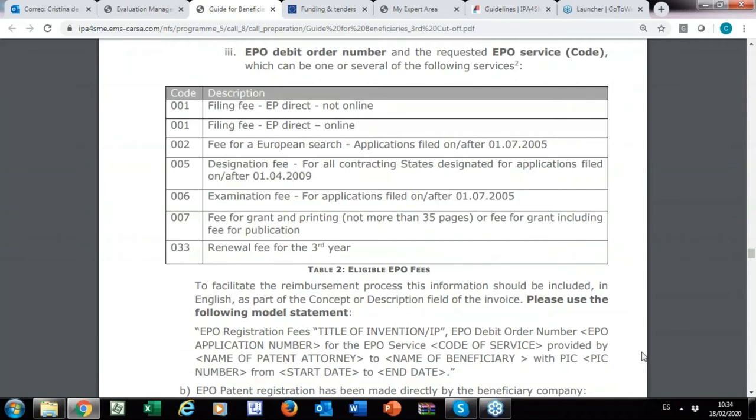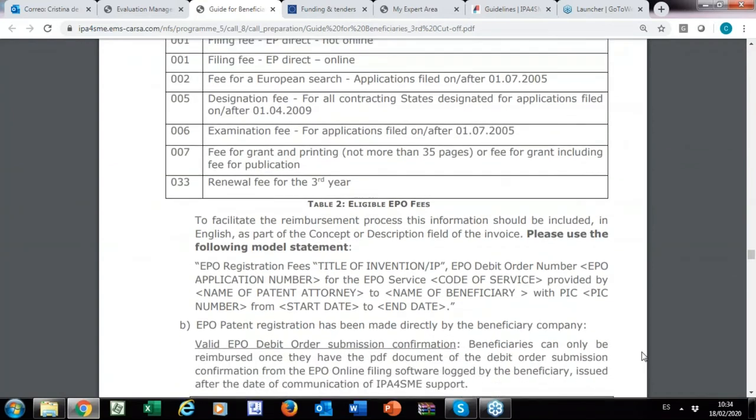To facilitate the reimbursement, we kindly ask you to include in the invoice, in English, the following model statement that helps us to check all the documentation easily.